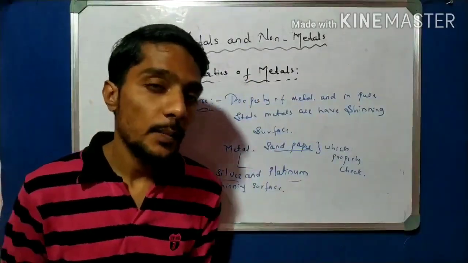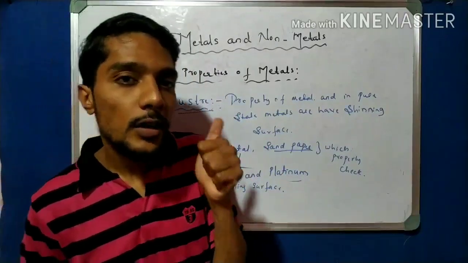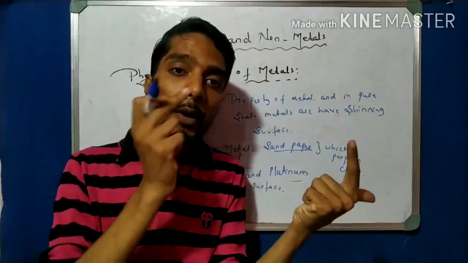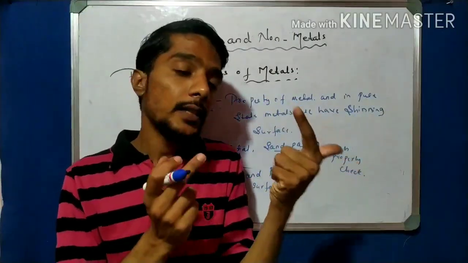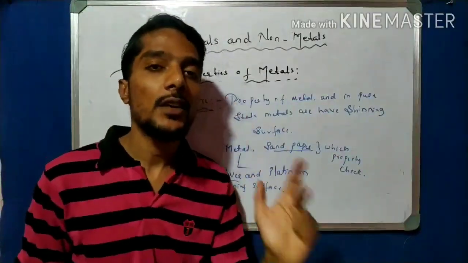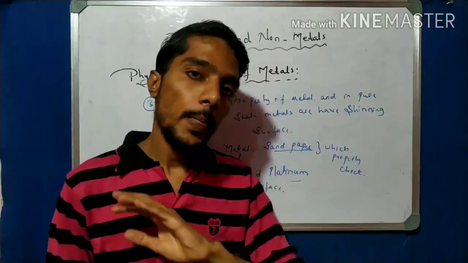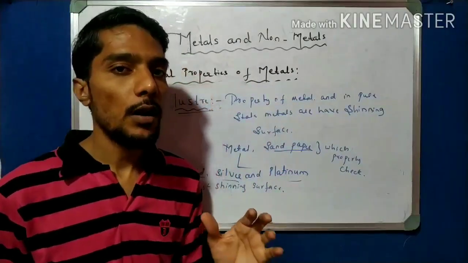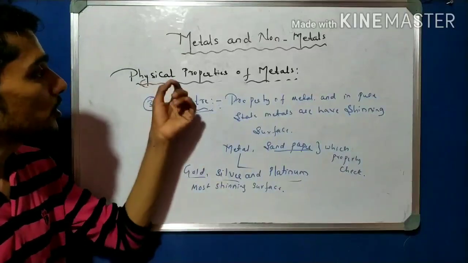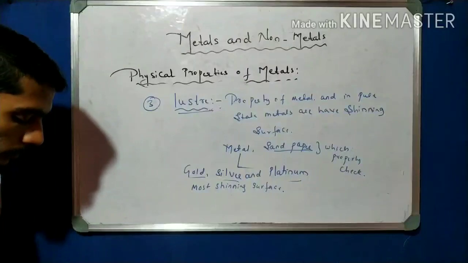So, the answer again: why is gold used for gold ornaments? One is because of the malleability, because of the sheets, one is because of the ductility, because of the wires, conductive wire, and the third one is because of the luster, that is, having a shining surface. So these three reasons are why we use gold for ornaments. These are the third physical property of metal, that is luster. So please note down this one.